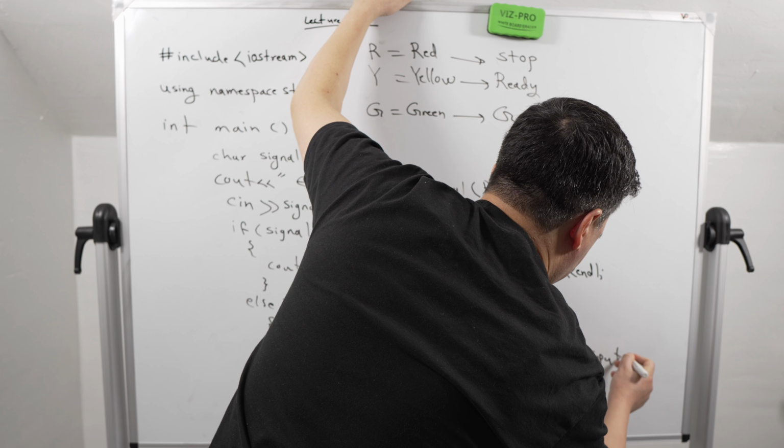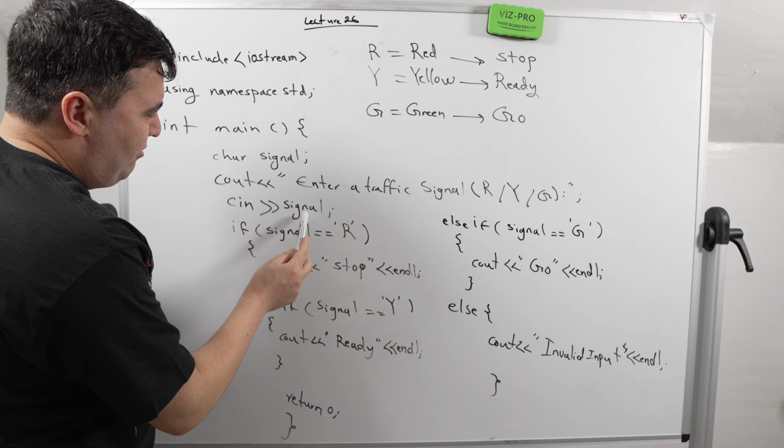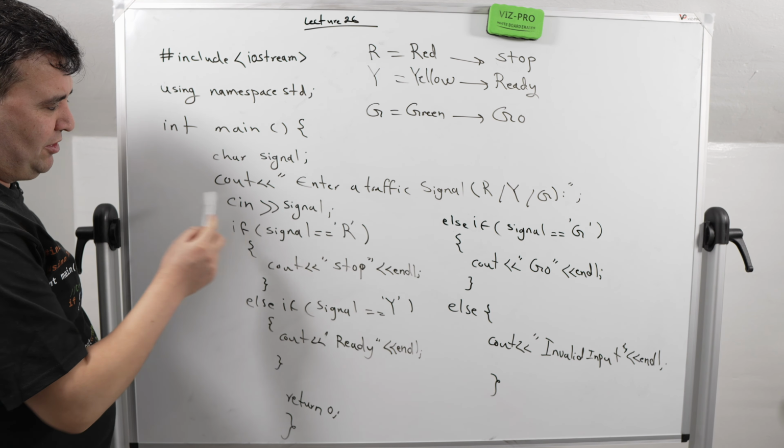First, we declare a variable called signal, and the data type is character, or char. It means it stores only one character. Then in another line, we cout "enter traffic signal", and inside parentheses, R, Y, G. R stands for red, Y stands for yellow, and G stands for green. Then, when the user enters a character like R, we store it inside the signal variable using cin.